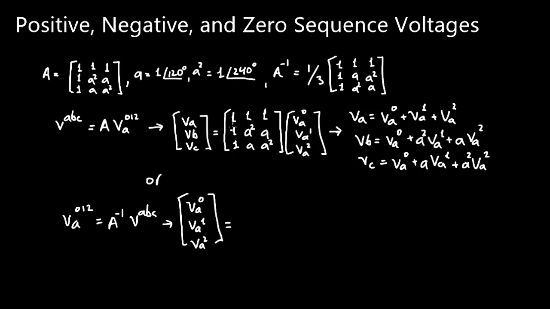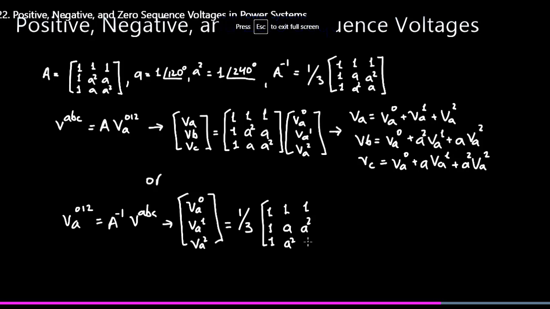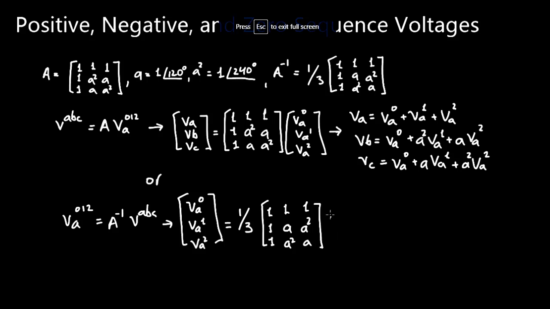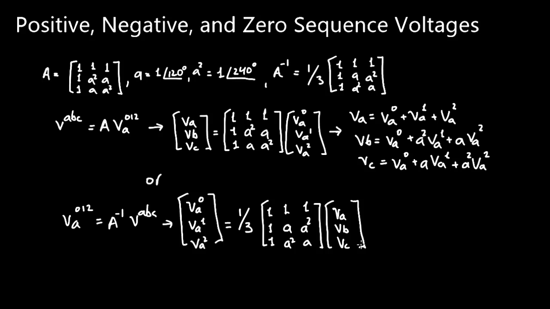So let me actually make more space here. 1/3 times this matrix over here. So 1, 1, 1, 1, 1, A squared, A times the phase components. So VA, VB, and VC.